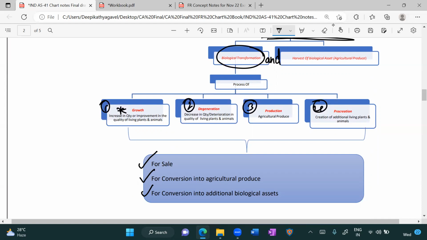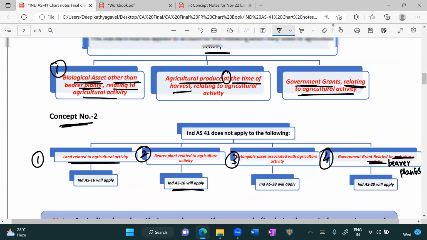If you're doing any one of this, then it is counted as agricultural activity. All of these are counted as agricultural activity, right? I hope the definition is very, very clear.